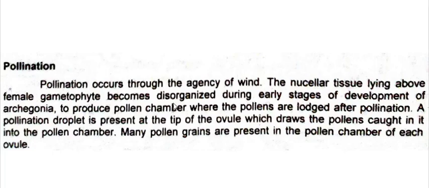When the archegonium is at its early stages of development, and the nucellar tissue is organized, a cavity or space is produced. This is known as the pollen chamber, where the pollen grains fall after pollination. Pollen grains stay here after pollination.